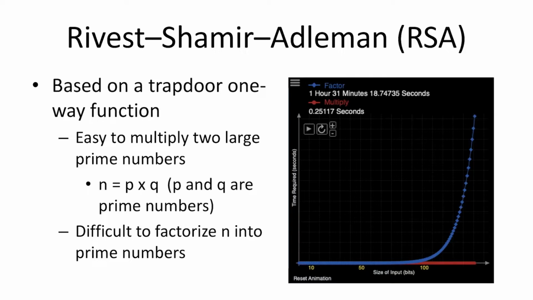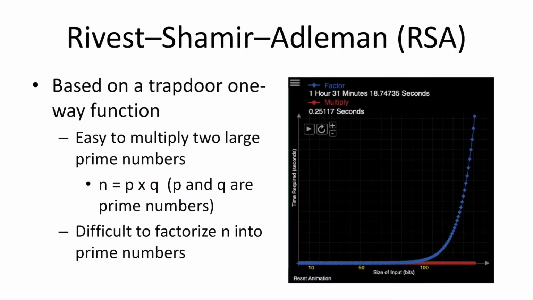So the idea is that it is easy for computers to multiply two large prime numbers to get n. So p and q here are prime numbers, which when we multiply, we get n. However, it is difficult to reverse n, or factorize n into two prime numbers p and q. So going from this direction to this direction is supposed to be computationally hard.